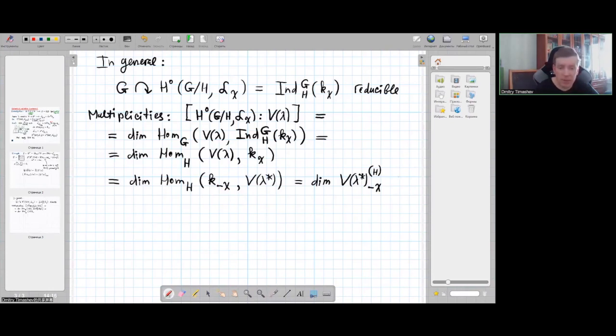And by the way, we see in particular that this dimension is finite, because V of lambda star is finite-dimensional, and the multiplicities of the summands are finite, and we computed these multiplicities. So actually, it is a fundamental problem in harmonic analysis on homogeneous spaces.